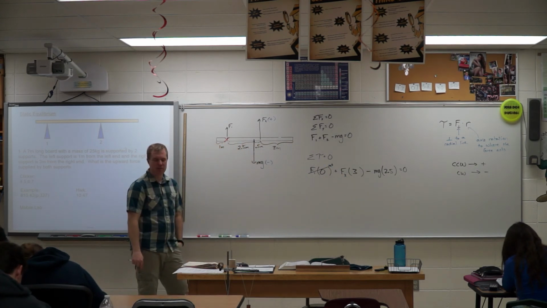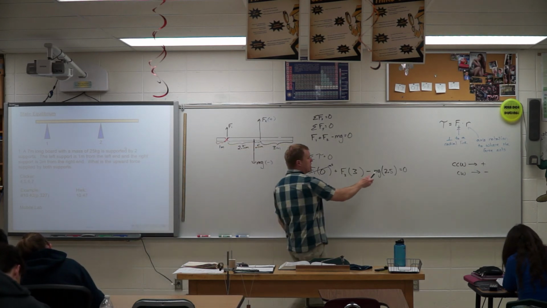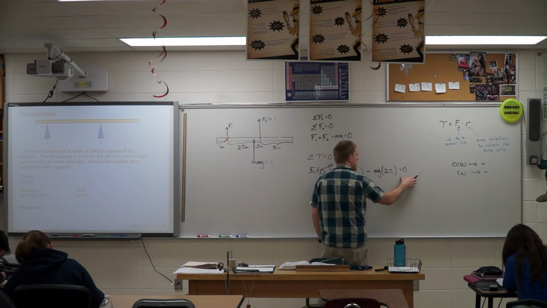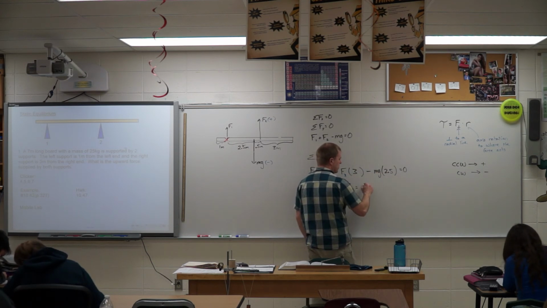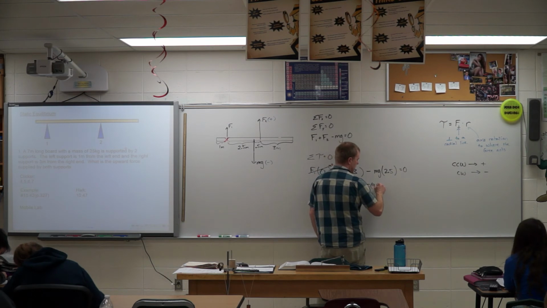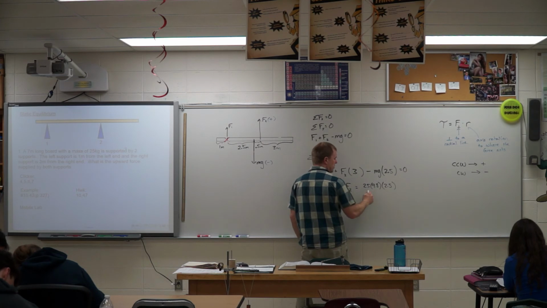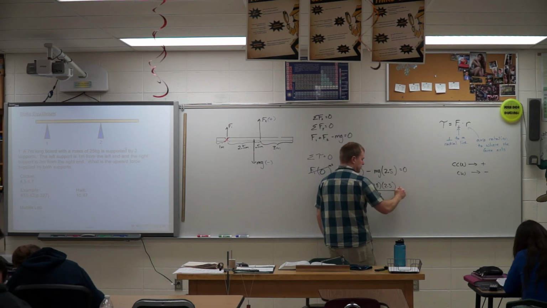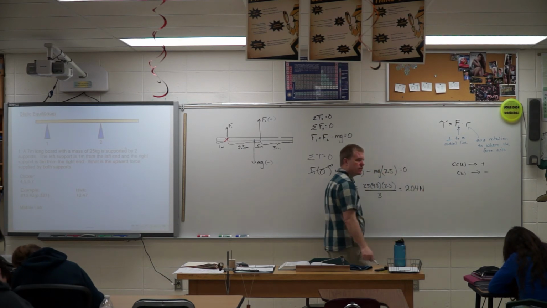Can I solve this problem? Yes. The mass is 25 kilograms. So I can put in my 25 kilograms, move this to the other side, and then divide the 3 over. So I have F2 is equal to 25 times 9.8 times 2.5. And then I just need to divide that 3 over. Divide by 3. And I get something like 204 newtons.